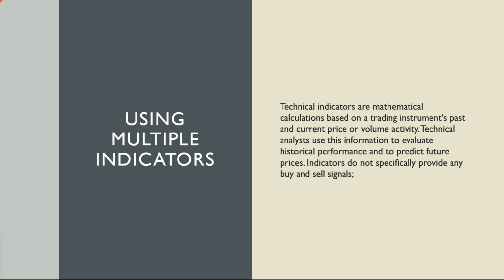Technical indicators are mathematical calculations based on a trading instrument's past and current price and volume. Technical analysts use this information to evaluate historical performance and to predict future prices. Now, the fact is, technical indicators are only a small, tiny field of technical analysis. Too many traders think this is the field of technical analysis. It's only one sector.